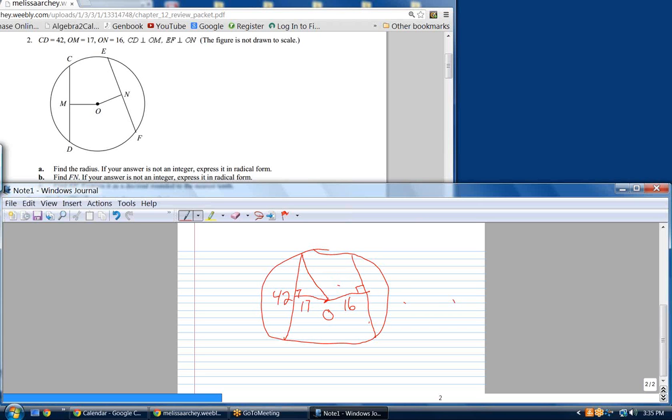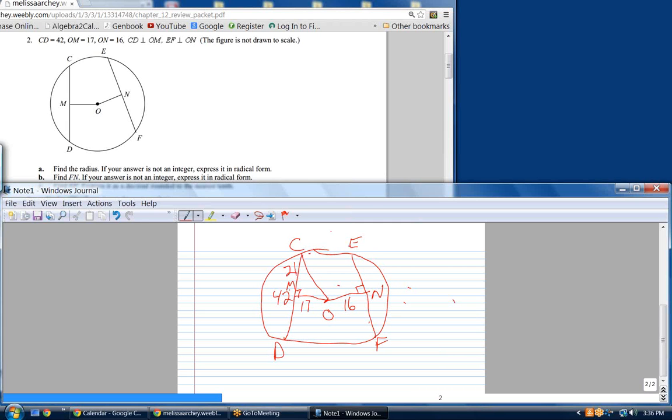No. In fact, one of the things the theorem says is that if this distance that's now 17 is the same as the other distance, then those chords would be the same. But clearly they're not the same distance, which means those chords are not the same length. However, when you draw a perpendicular radius to a chord, it bisects the chord. So OM bisects CD. So how far is CM? 21.